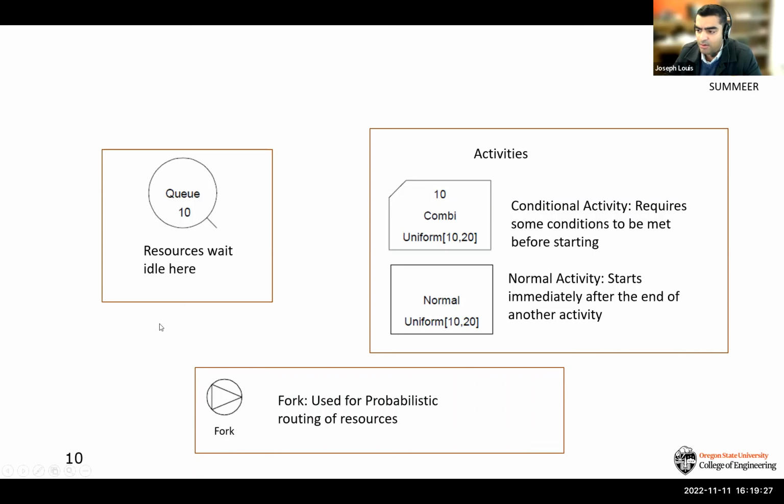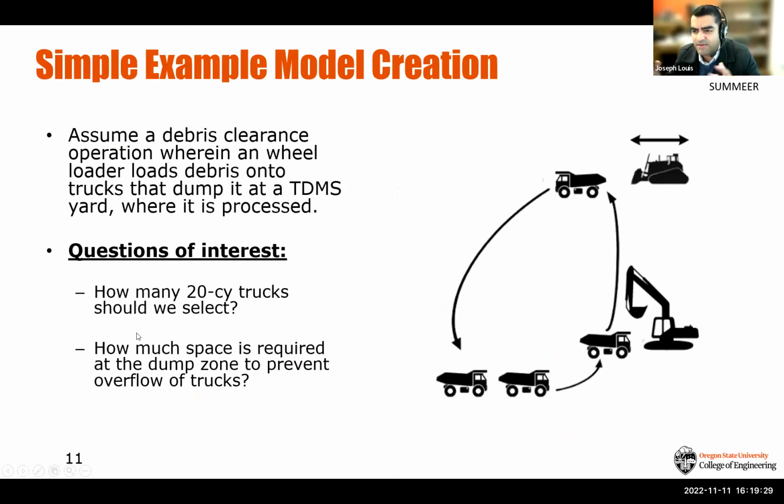So what we're going to do now is start to model a very simple operation. I'd like to talk you through this process. All right. We're going to model a debris clearance operation where a wheel loader loads debris onto trucks, and these trucks take the debris to a dump yard, to a debris management site where it's processed. All right. So I hope there are no questions about what operation we're doing. It's basically a very simple load, haul, dump, return operation.